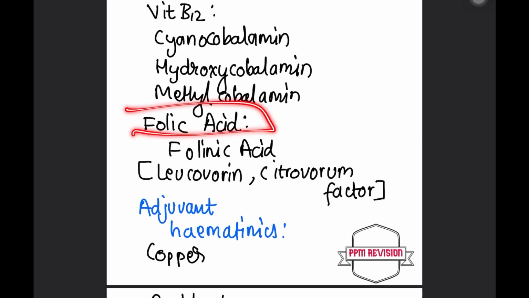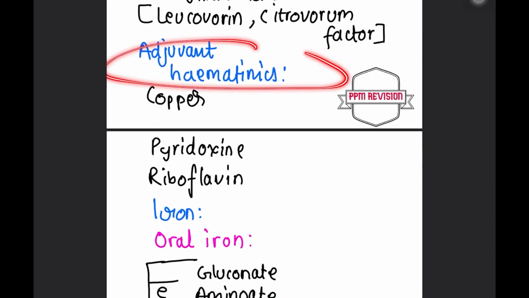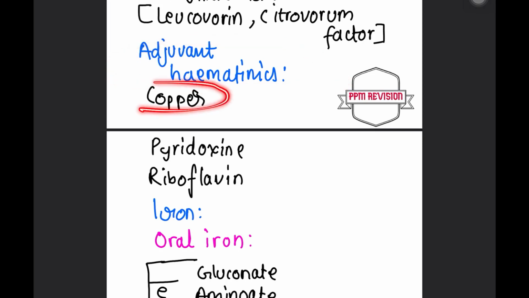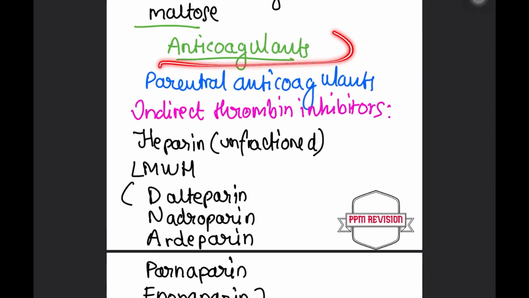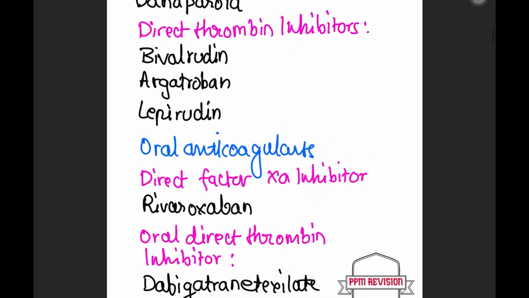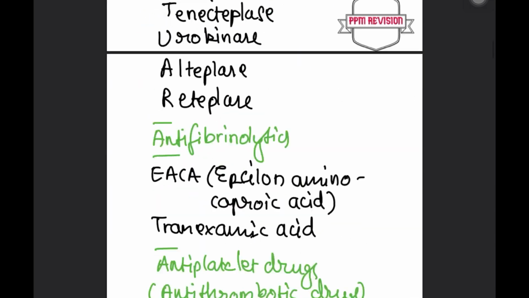And then folinic acid. We have folinic acid, levorin, citrovorum factor. Then moving to adjuvant hematinics, you need to know copper comes under this, and also pyridoxine and riboflavin. Moving ahead to anticoagulants, very important. There are parenteral anticoagulants and also oral anticoagulants and in vitro anticoagulants.